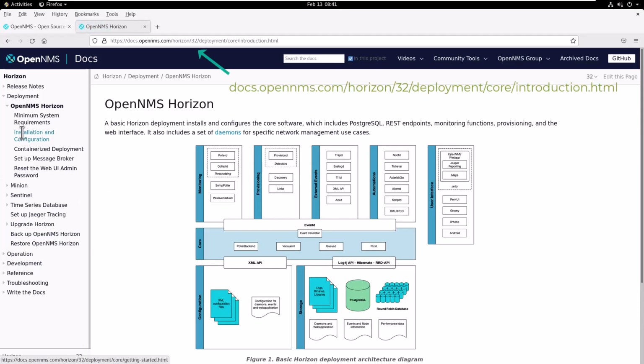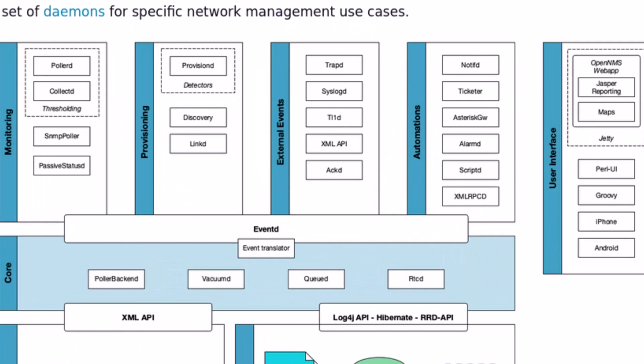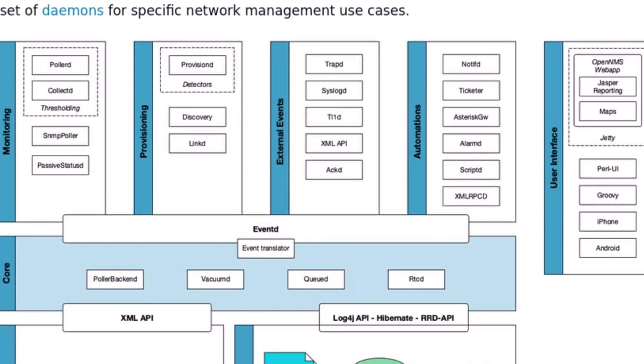Jump to OpenNMS Horizon under Deployment. This is the basic Horizon deployment architecture diagram. OpenNMS monitors devices and their interfaces. This is usually done via SNMP. Monitoring, which includes polling and metric data collection, is configurable. Provisioning is the process of adding devices to OpenNMS.